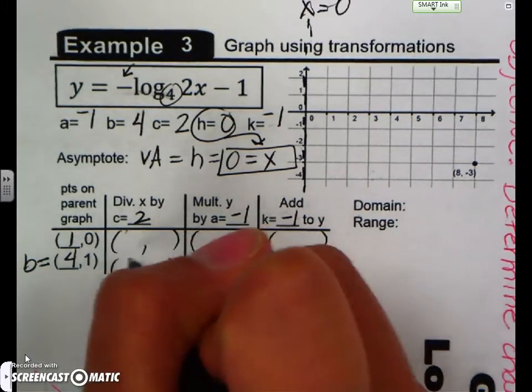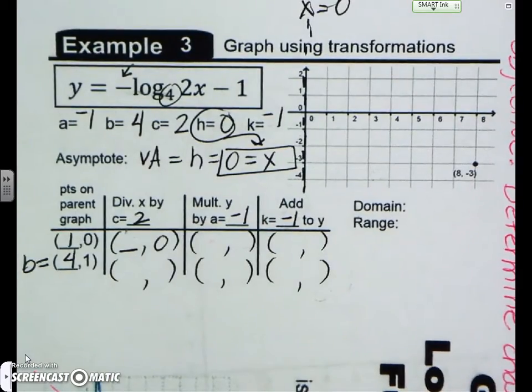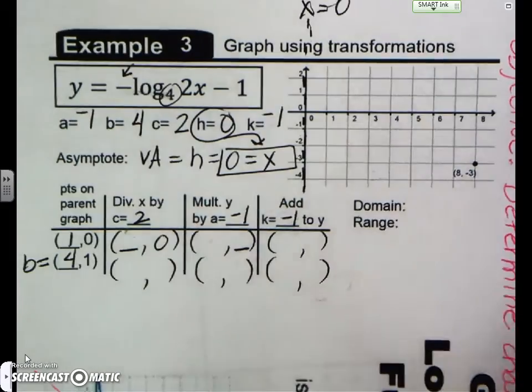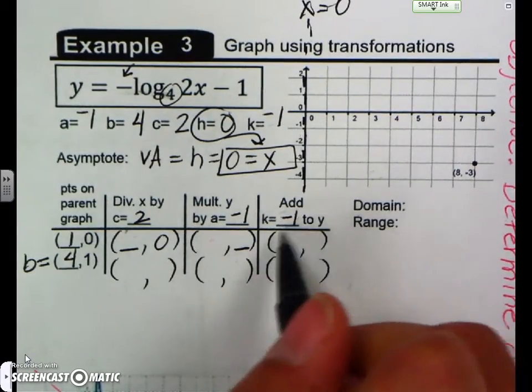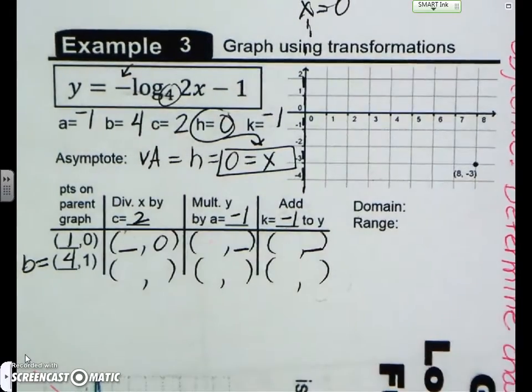Okay, divide x by 2. So this one's the one that's going to change. My y value is going to stay the same. It says multiply y, so that means my y value is going to change. My x is going to stay the same. It says add k to y, so my y is going to change. My x is going to stay the same.